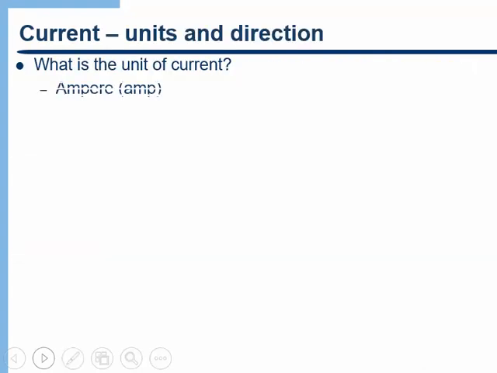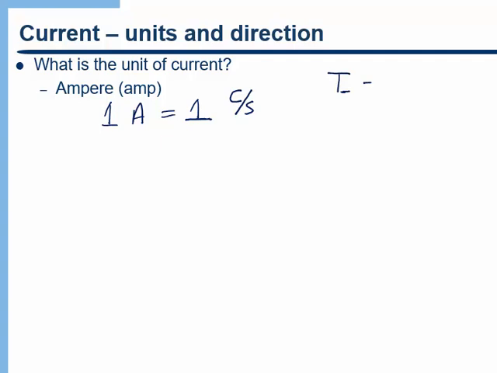So we've already mentioned what our unit of current is in previous classes. The unit of current is the ampere, which usually we abbreviate as an amp. And 1 amp is equal to 1 coulomb per second. And we can see that just from our definition of current, that current is delta Q over delta T.